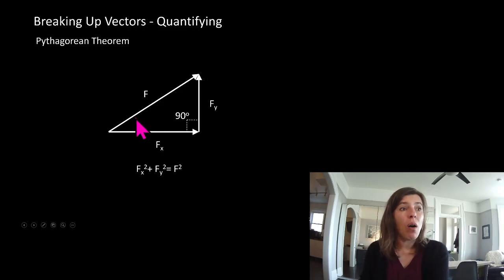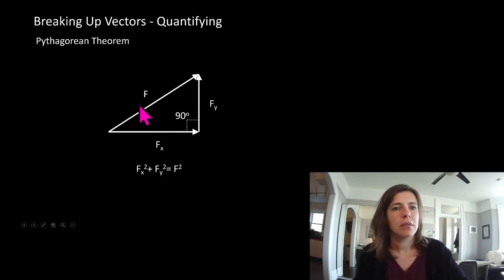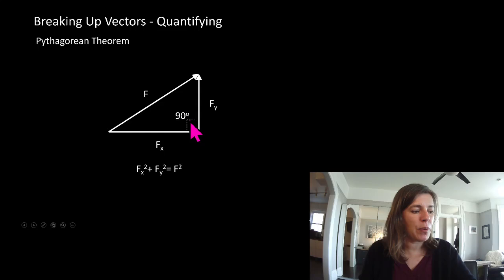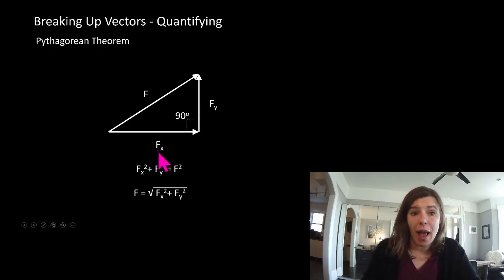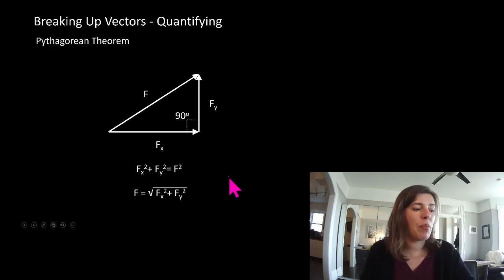So if we know any two sides, we can break it up into its components. If we knew FX and FY, for example, we could figure out what the resultant force is here. So the square root of FX squared plus FY squared is our total force F. So that's the summation of our X and Y components.